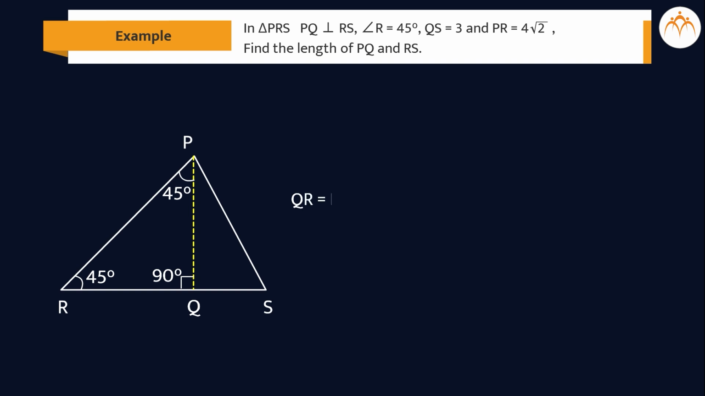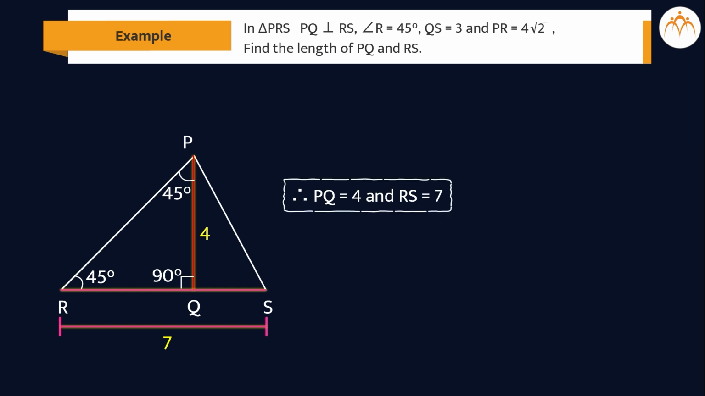QR is equal to PQ is equal to 1 upon square root 2 into 4 square root 2 is equal to 4. RS is equal to QR plus QS. Reason: point Q lies between point R and point S. RS is equal to 4 plus 3 is equal to 7. Therefore, PQ is equal to 4 and RS is equal to 7.